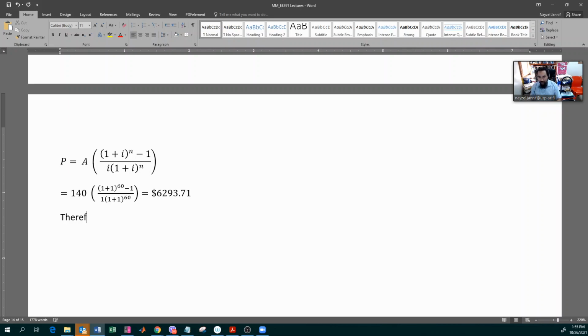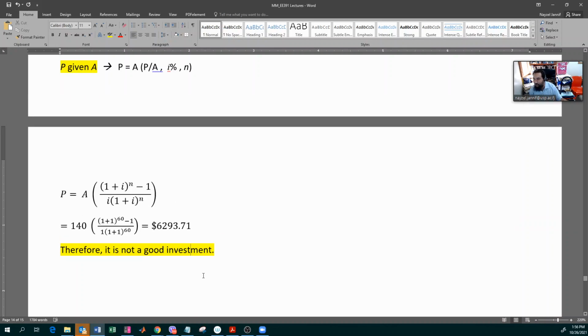Therefore, it is not a good investment, right? Therefore, it is not a good investment. All right, guys. No, Sean, you have to reject the offer because it is not a good investment. So reject the offer.